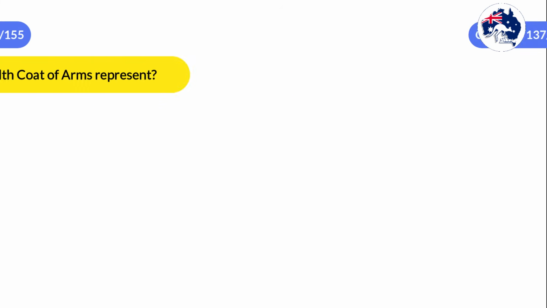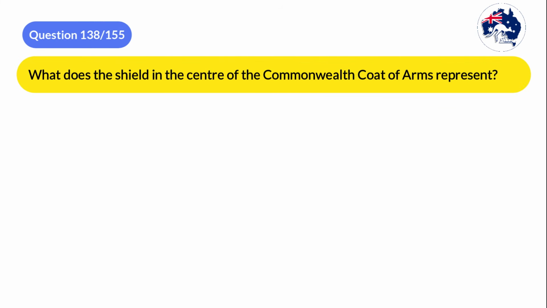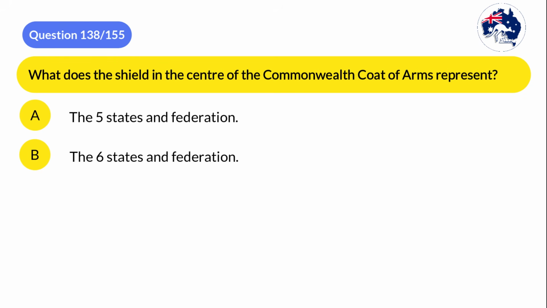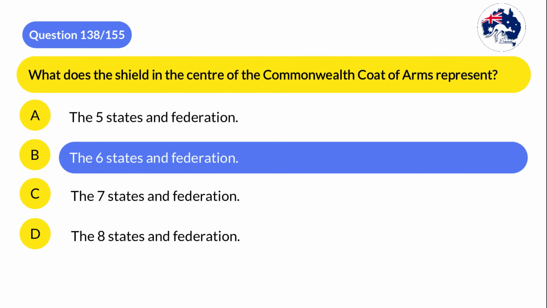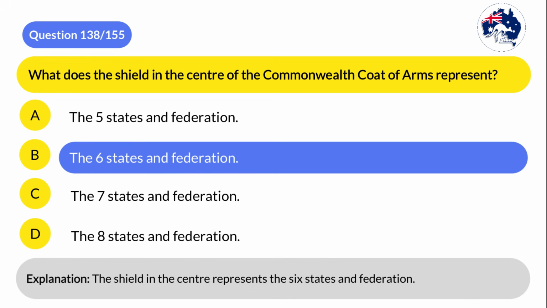Question 138. What does the shield in the center of the Commonwealth coat of arms represent? A. The 5 states and federation. B. The 6 states and federation. C. The 7 states and federation. D. The 8 states and federation. The correct answer is B. The 6 states and federation. Explanation: the shield in the center represents the 6 states and federation.